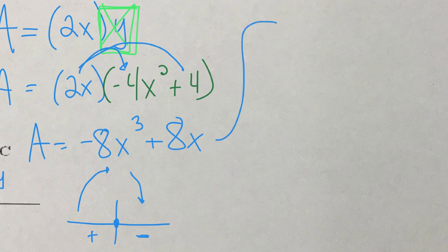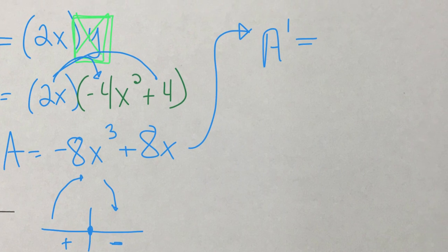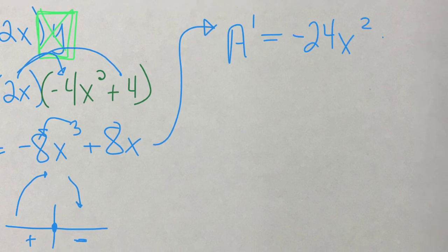Okay, so hopefully this is a fairly easy thing for you to derive. A prime, the derivative of our area, equals negative 24x to the second power plus 8. Negative 24x squared plus 8 is the derivative of negative 8x cubed plus 8x.